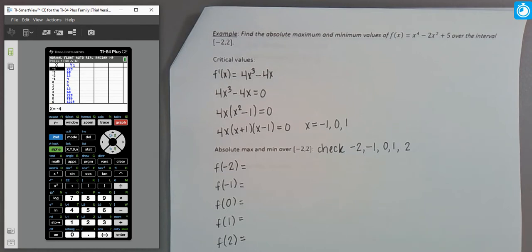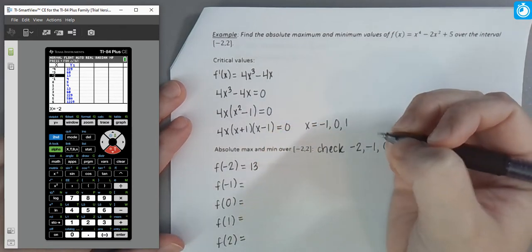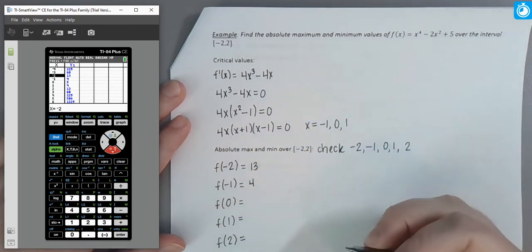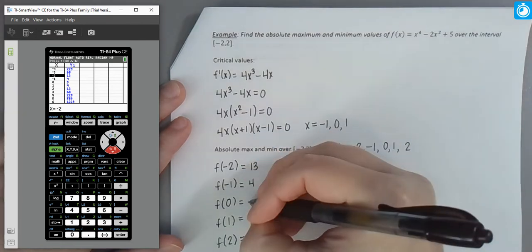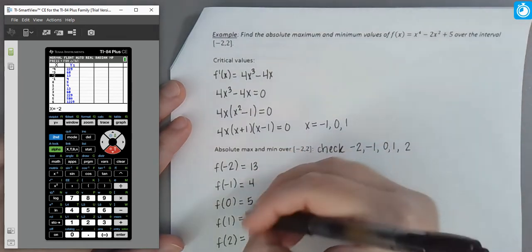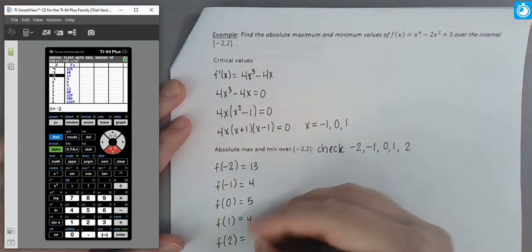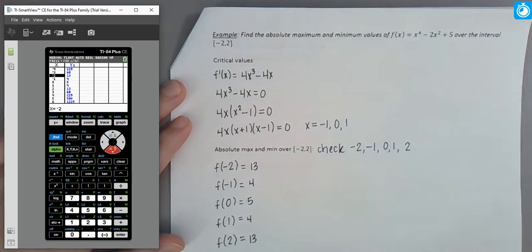Okay, so there's the table. Now we're evaluating over the interval from -2 to 2, and we're looking at those endpoints at -2 and 2, and we're also looking at our critical values at -1, 0, and 1. So f of -2 based on our table is going to have a value of 13. f of -1 has a value of 4. f of 0 has a value of 5. f of 1 has a value of 4, and then f of 2 has a value of 13.